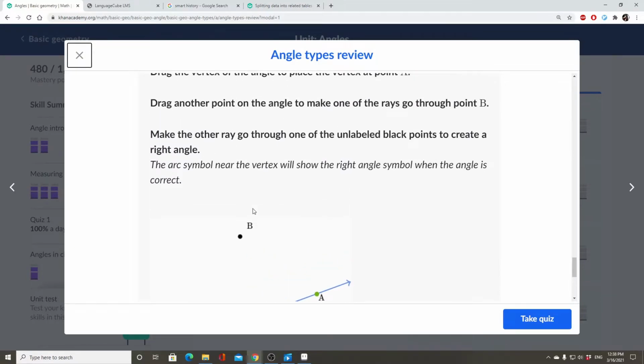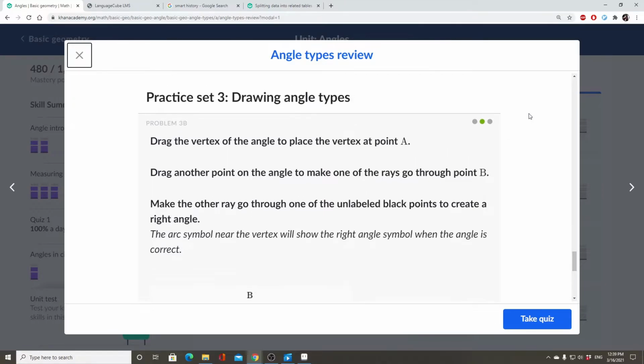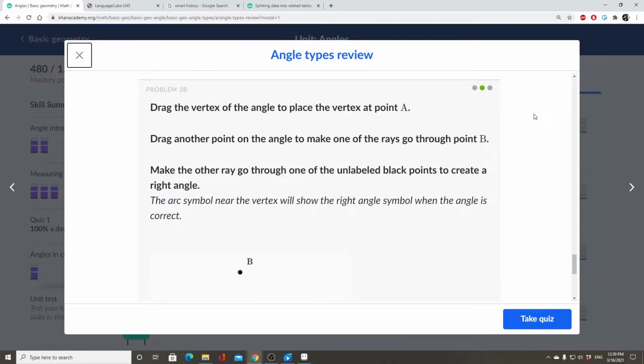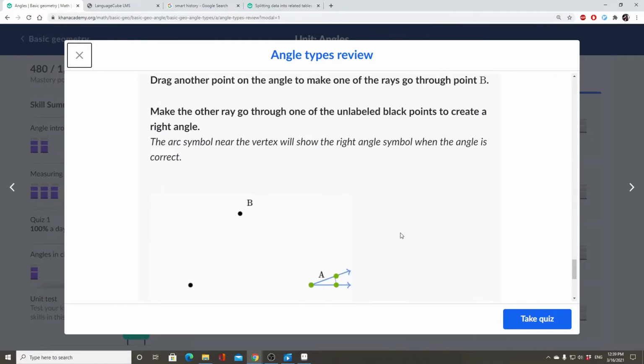Drag the vertex. See, it's so tempting because I know this stuff to just kind of blast through the question, and then you kind of miss essential information, and then you get the question wrong, despite the fact that you obviously know it. So sometimes it's the easy stuff that's actually harder to get right because you're like, I know this already. Anyway, drag the vertex of the angle to place the vertex at point A.